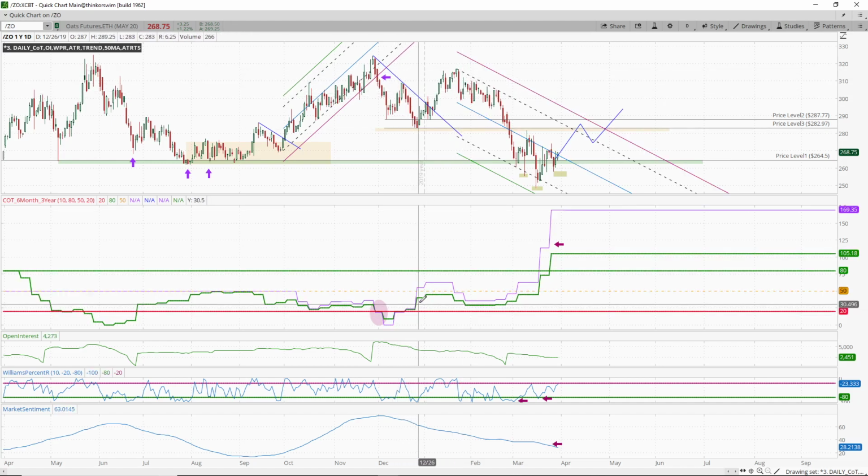And comms on the 6-month index looked like they were shifting their weight a little bit. Not quite at extremes, but a little bit of an indication that OATS might move a little. WPR in the oversold range.